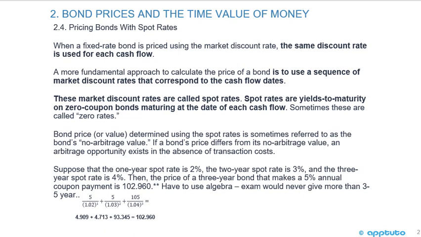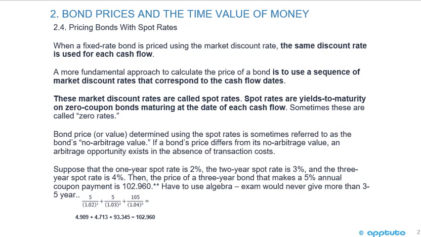So here's an example. Suppose that a 1-year spot rate is 2%, the 2-year spot rate is 3%, and the 3-year spot rate is 4%. Then the price of a 3-year bond that makes a 5% annual coupon payment is 102.96.